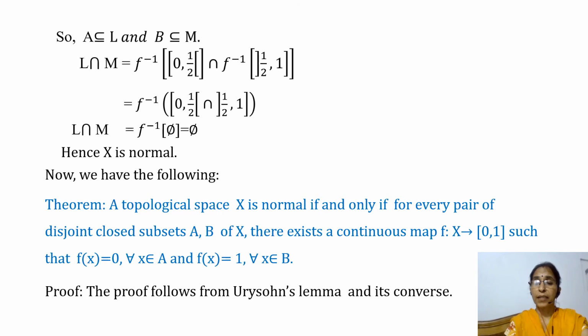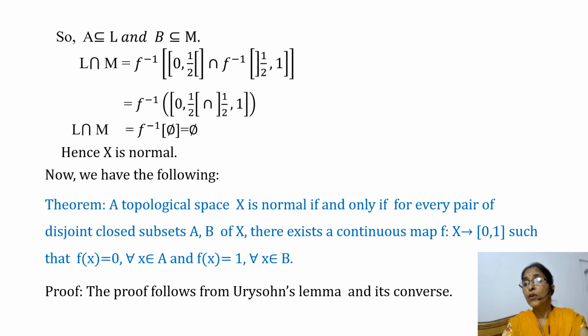Now we want to show that L and M are disjoint. So L intersection M is equal to f inverse of [0, 1/2) intersection f inverse of (1/2, 1], and that is equal to f inverse of intersection of these intervals. But as these intervals are disjoint, here we get L intersection M is equal to f inverse of phi, and this is equal to phi. So we have shown that for two disjoint closed sets A and B, there are two disjoint open sets L and M such that A is contained in L and B is contained in M. Hence, X is normal.